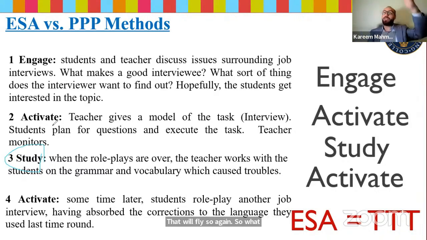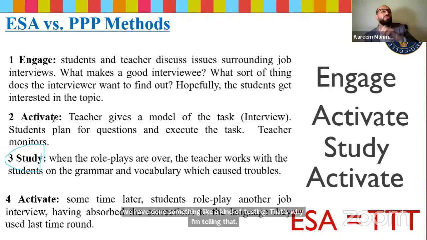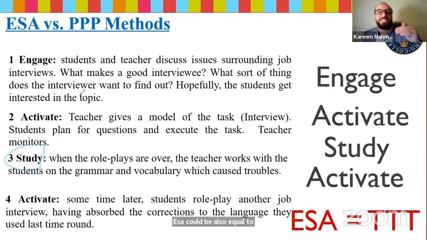So again, what happened? Engagement. They have seen the interview. They have seen the video. They predicted the topic. Then they have done something like a kind of testing. That's why I'm saying that ESA could also be equal to TTT. So test, now I'm testing. In this activate stage, I'm testing their knowledge. But for what purpose? Is it for accuracy or fluency? It is for fluency. I need to know what they have in their mind and how they use it, how fluent they are.